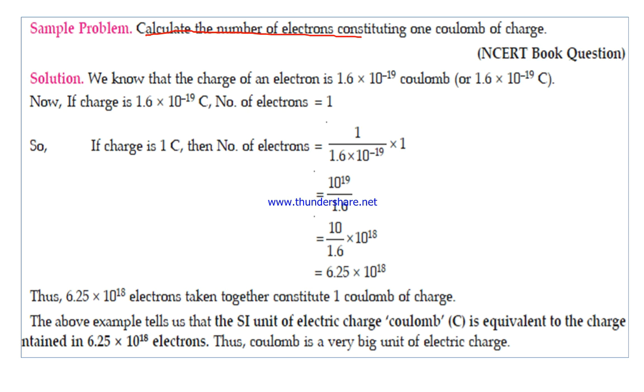So we know that the charge of an electron is this much. If the charge on a single electron is 1.6 into 10 to the power minus 19 coulomb, and we have one coulomb, then the number of electrons is found by transferring this value to the right hand side, and it becomes inverse. If you solve this, you will get 6.25 into 10 to the power 18 electrons in 1 coulomb.